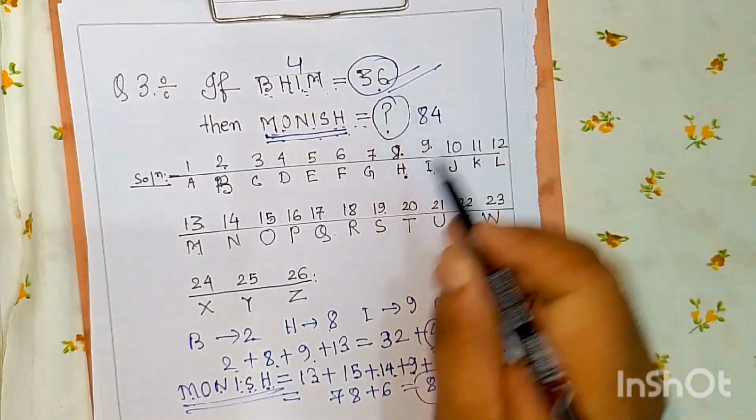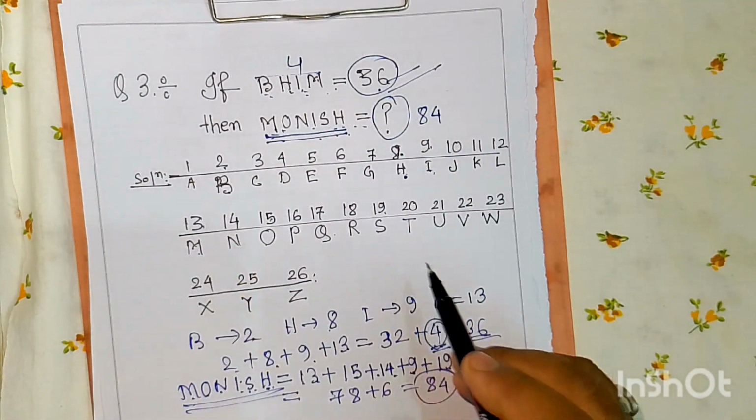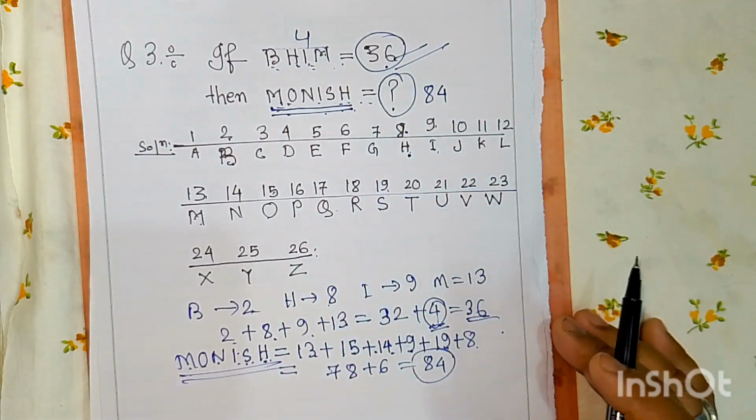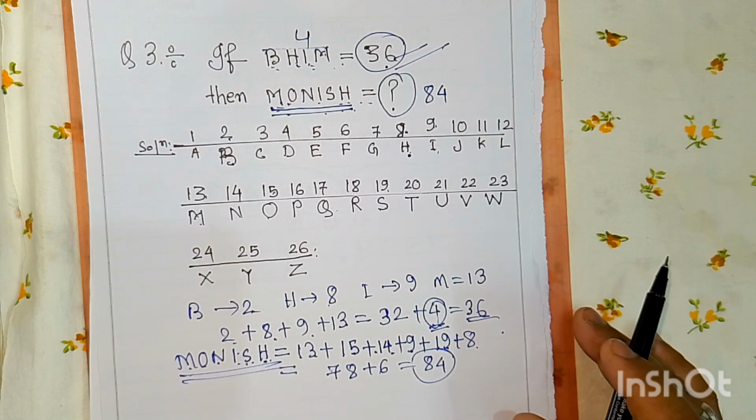So in this way, this is the pattern we can learn. Today we learned three types of verbal and reasoning questions, and these are also called coded and decoded questions.